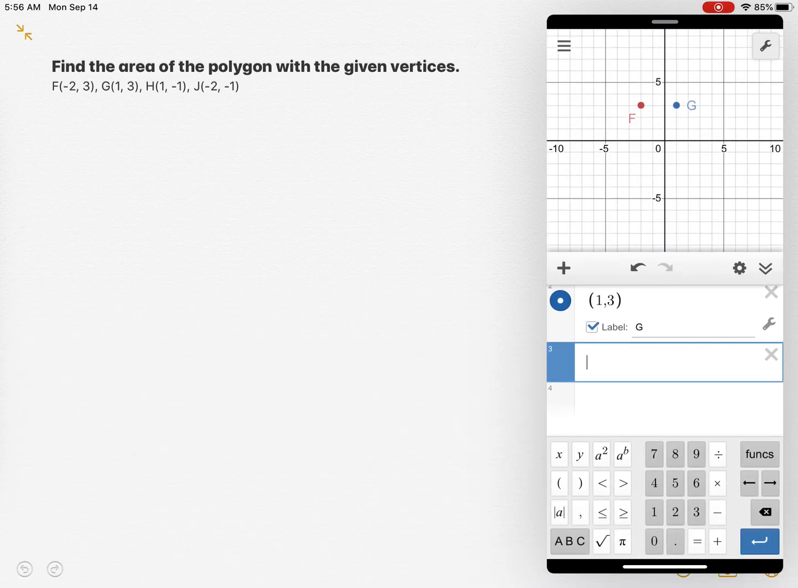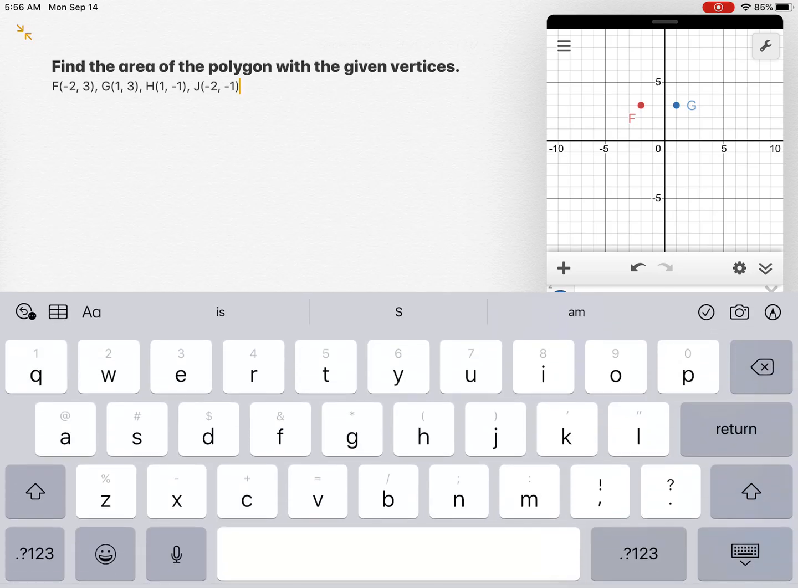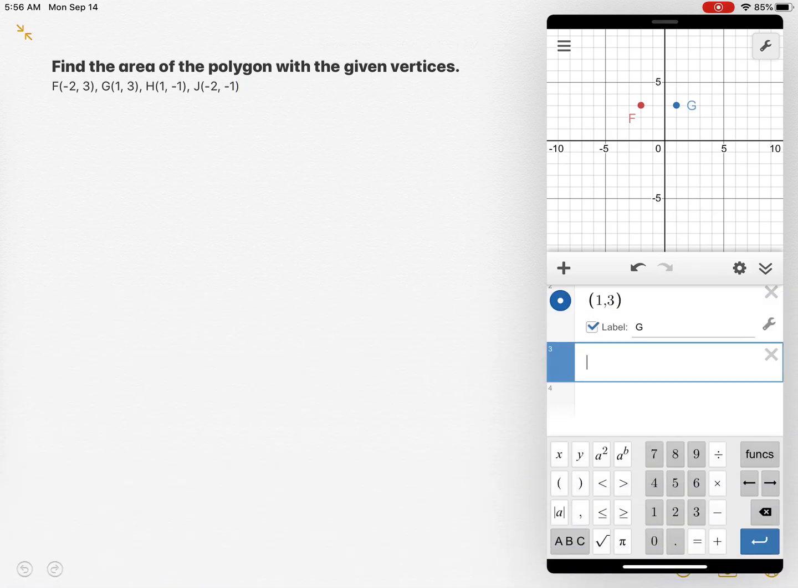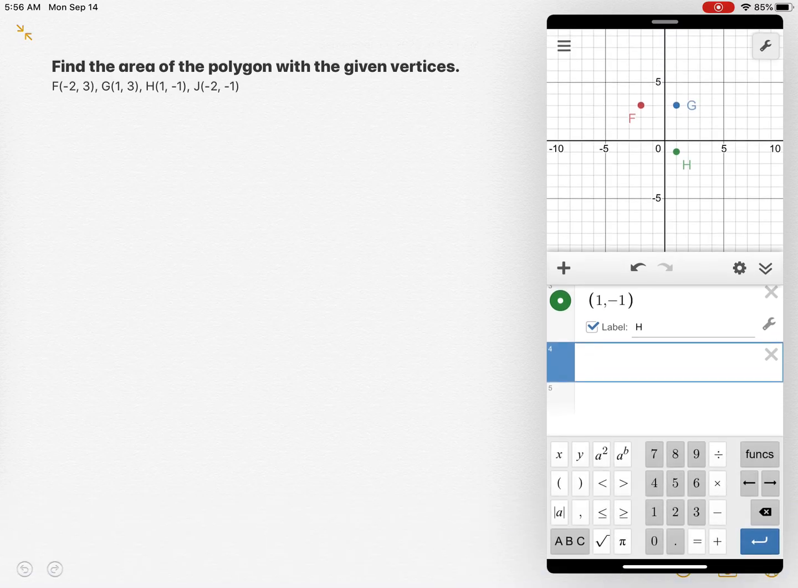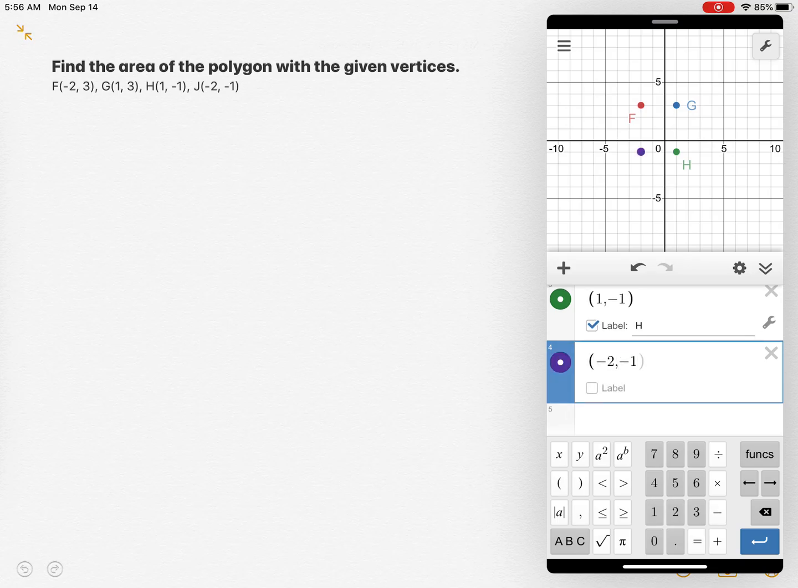And then we have H, which is, oops, I did not mean to do that just yet. We have 1, -1, which if we're labeling that is H. And then last but not least, we have J, which the coordinates of J are -2, -1.